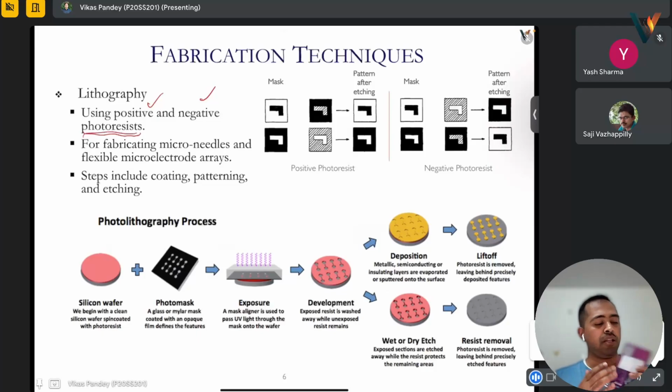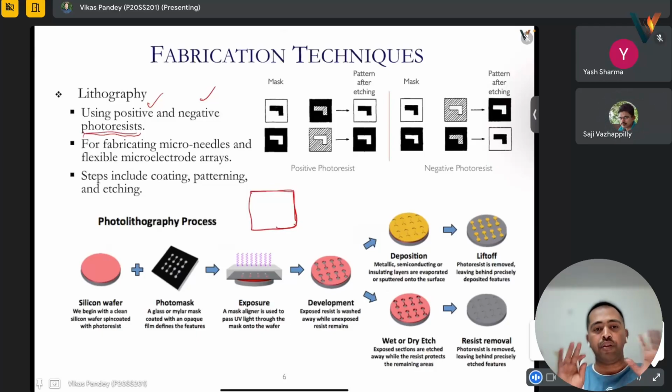Suppose that this is something on which we want to create a pattern. Then we will take a glass structure which will have the pattern. Let me draw over here. So this is a blank wafer, we can say, on which we want to put a pattern.